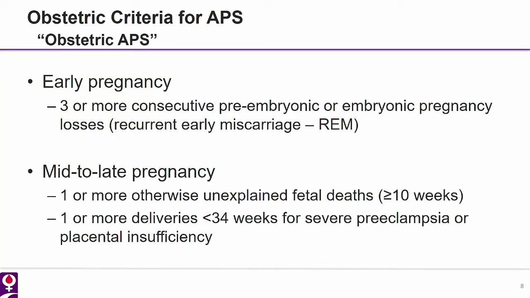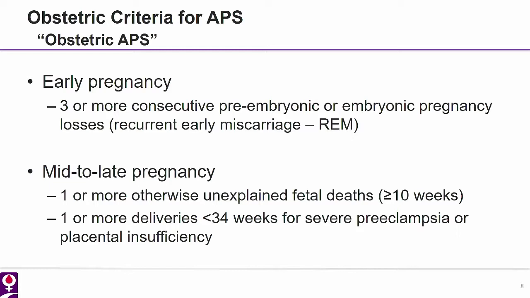The obstetric criteria, kind of the subject of much of what I'm going to say today, include early pregnancy morbidity, defined as 3 or more consecutive pre-embryonic or embryonic losses. I call those recurrent early miscarriages. This may be the most common reason you are asked to see a patient. I'm guessing, but it might be the most common reason, a patient with miscarriages.